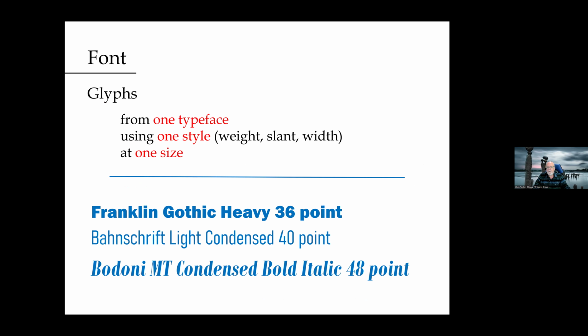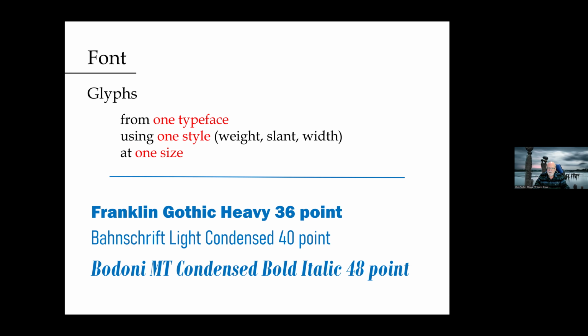Then when you get down to a font. So a font is when you have the glyphs from one typeface using one style at one size. So things like Franklin Gothic Heavy 36 point is a specific font. Bodoni MT Condensed Bold Italic 48 point is a font.